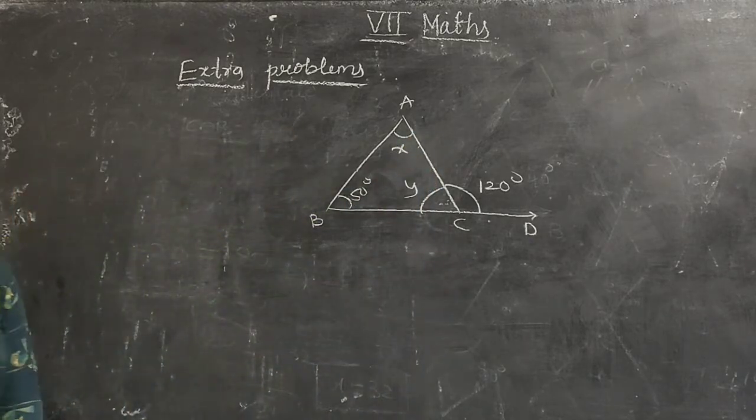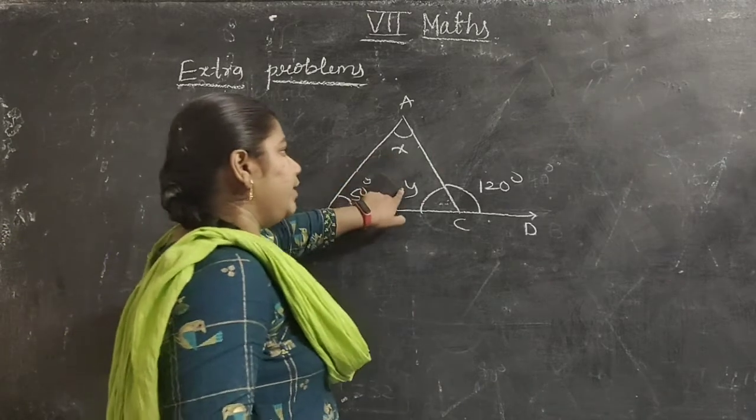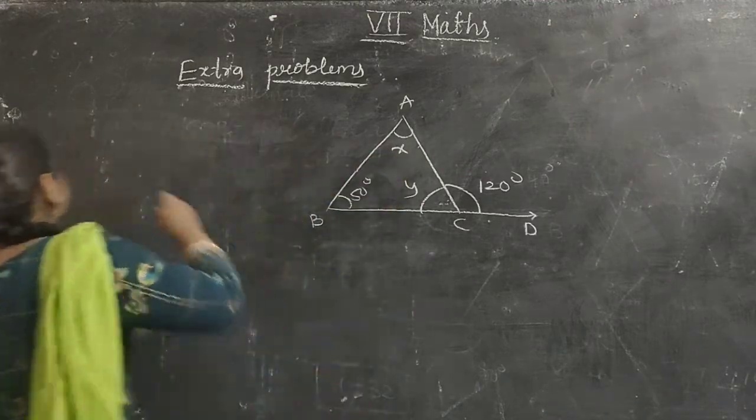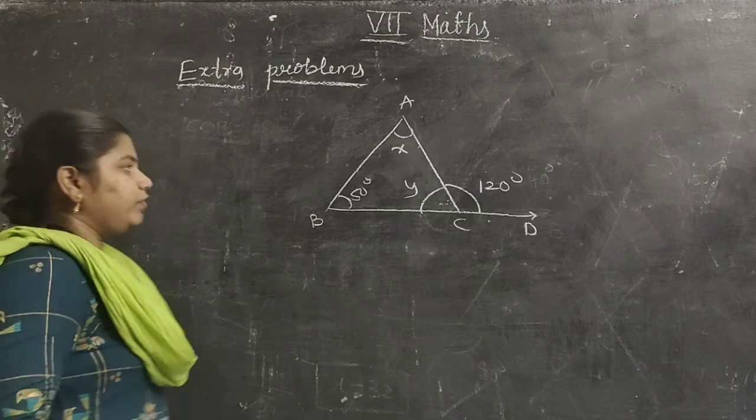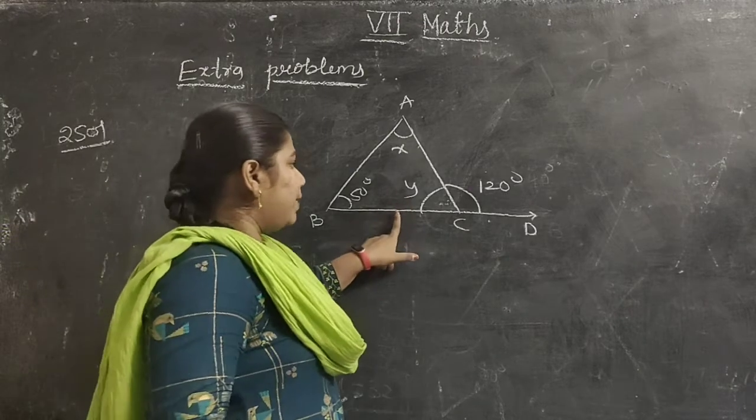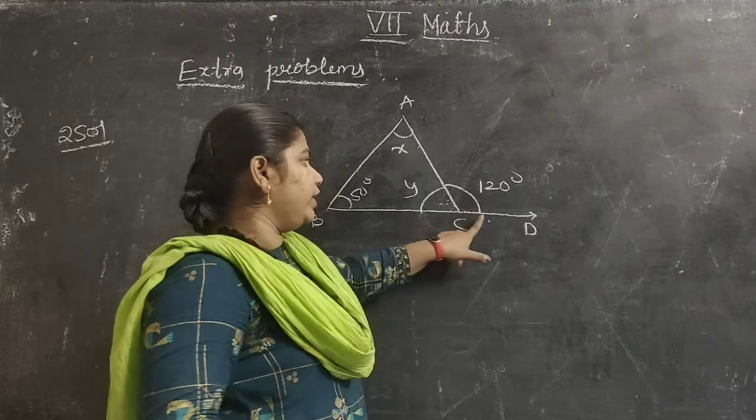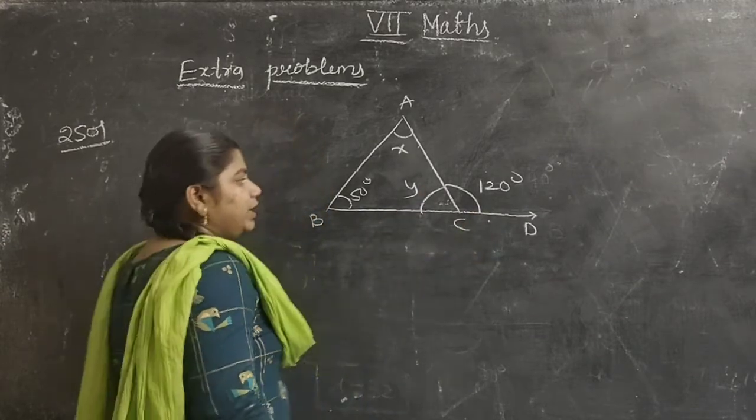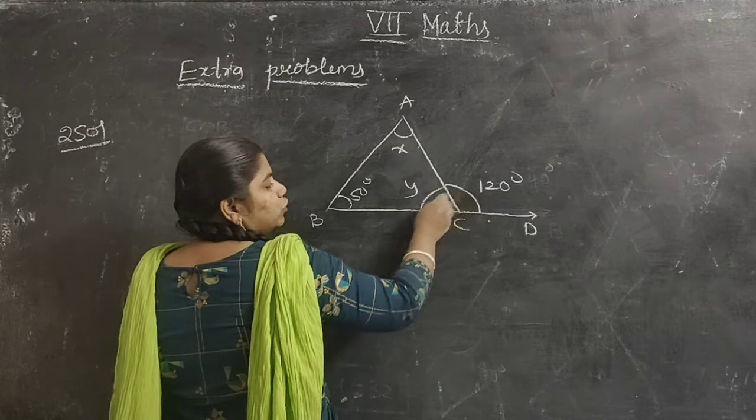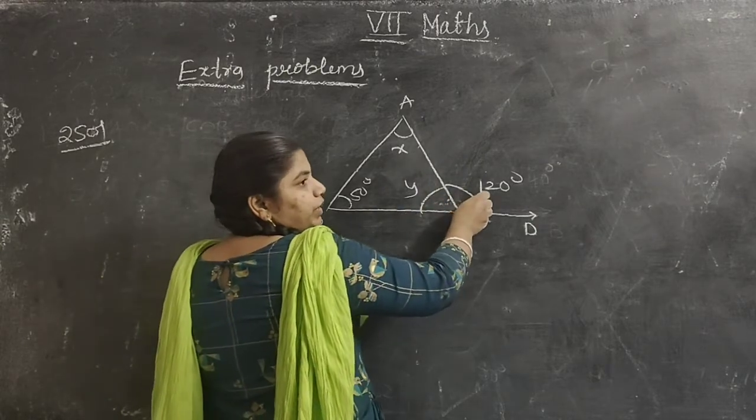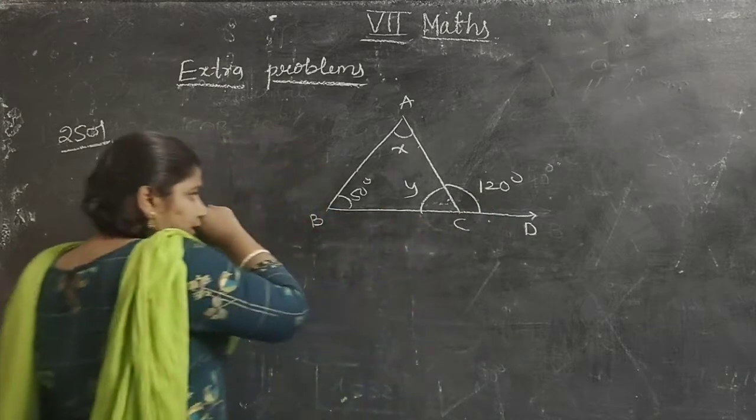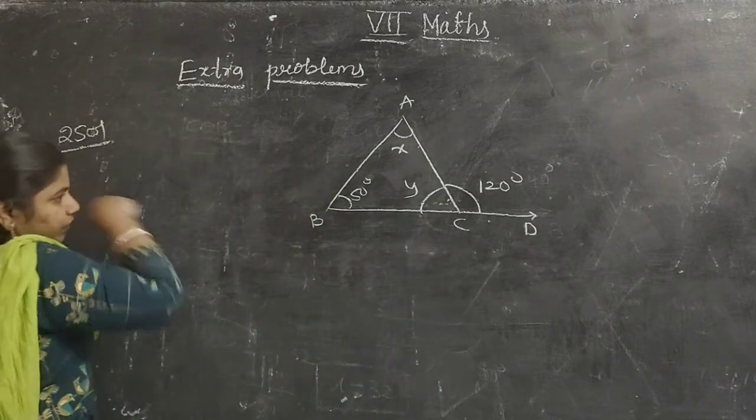So what we have to find in this, we have to find the x value and y value. So first we have to find the y value. By using the linear pair property we can find the y value. What do you mean by linear pair? The sum of two angles should be equal to 180. That is y plus 120 should be equal to 180. So which property are we applying here?